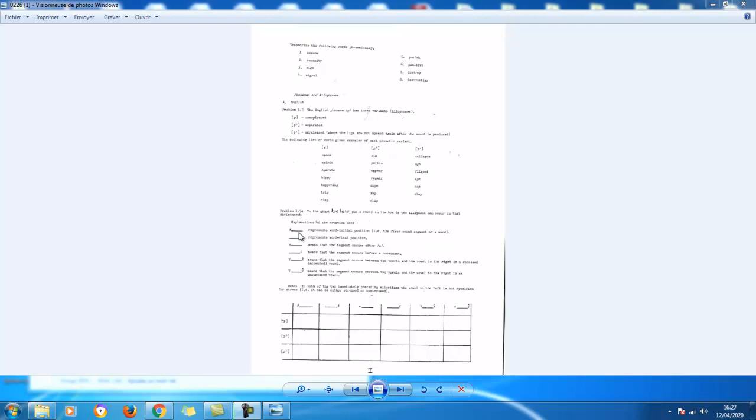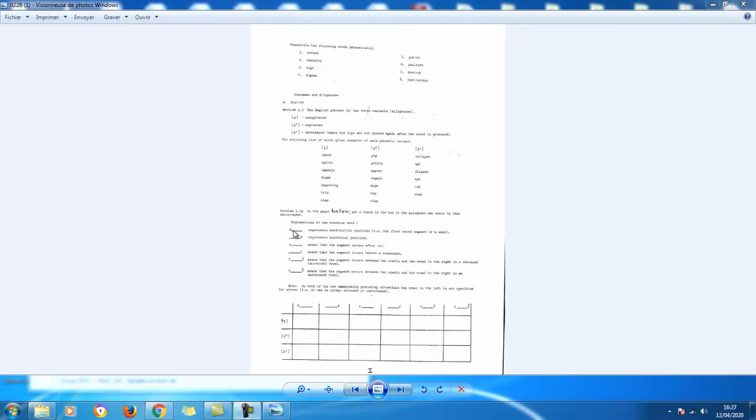Here, it represents word final position. This is the place where we find the sound, and this sign here shows that there is nothing after it. It is the final sound here. Same thing here. This sign shows that there is nothing before it.